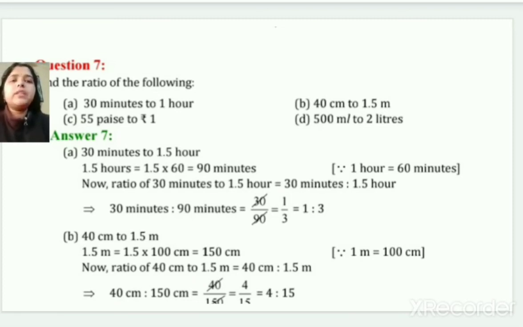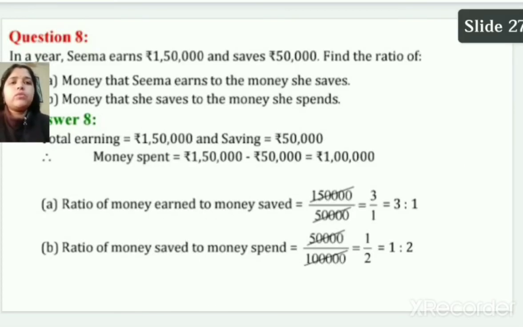So we have 90 minutes. Yes, so the ratio of 30 minutes to 1.5 hours will be equal to the ratio of 30 minutes to 90 minutes, because we have converted 1.5 hours into minutes, so we have 90 minutes. So 30 upon 90 will be 1 by 3, and the ratio will be 1:3. Same way you can do the rest of the question.